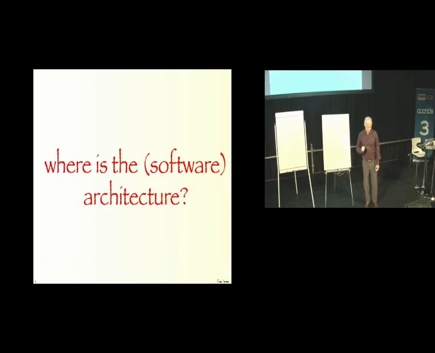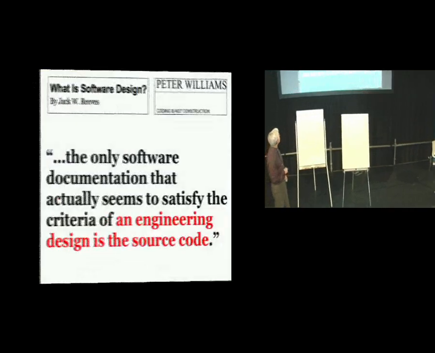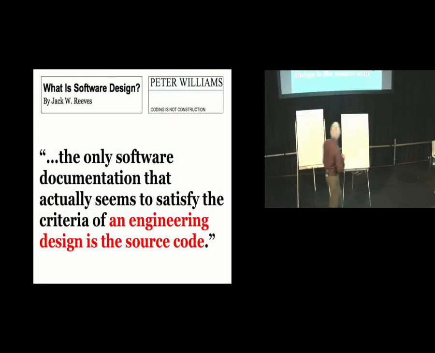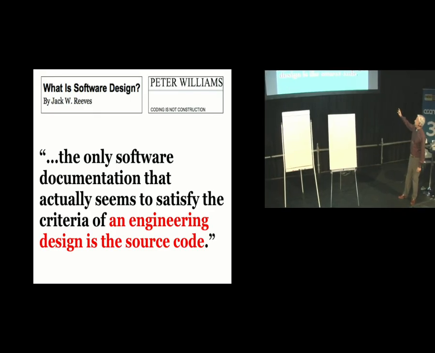Now, slightly flip topics. Where is the software architecture? I usually work in embedded systems where there's a combination of hardware, either medical devices or others, and software. But let's just talk about software for the minute. Where is the software architecture? Famous paper, What is Software Design by Jack Reeves, 1992: The only software documentation that actually seems to satisfy the criteria of an engineering design is the source code.